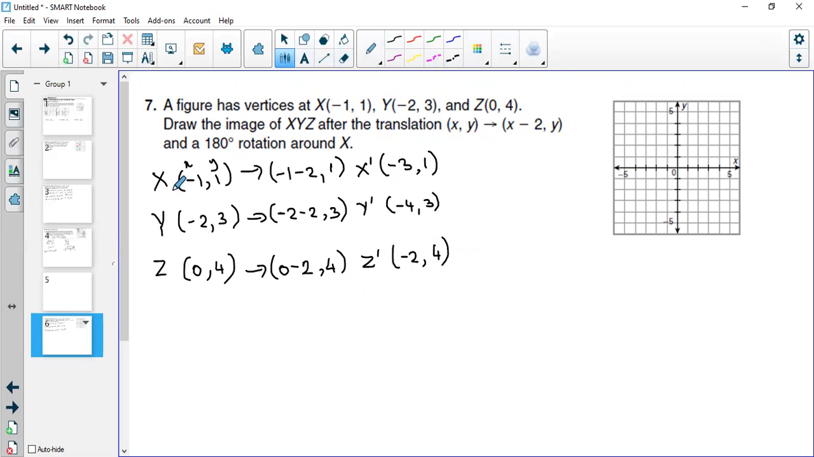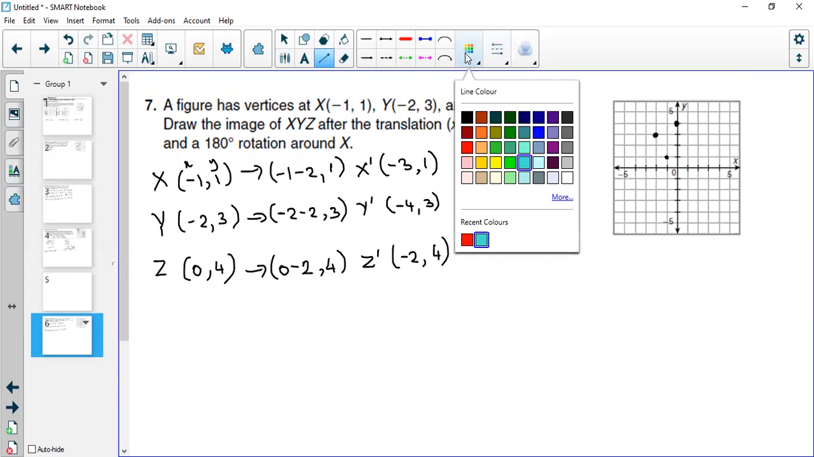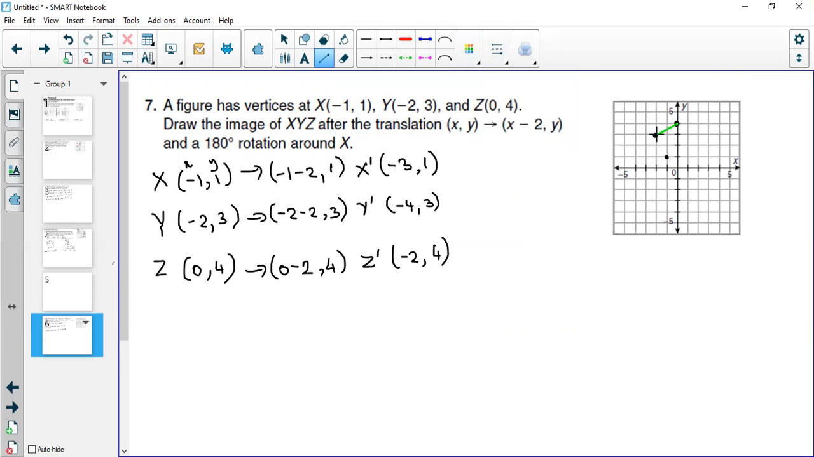So let's start graphing them. X, that's the pre-image, is negative 1 and 1. So x is here. Then y is negative 2 and 3. So it's going to be here. Let me erase this part. Okay. Then y is done. Z is 0 and 4. So 0 and 4 is here. So just join them. I will choose any color. Okay, so from here to here, here to here, here to here. So this is going to be the pre-image, that is x, y, and z. So let me write it down: x, y, and z.